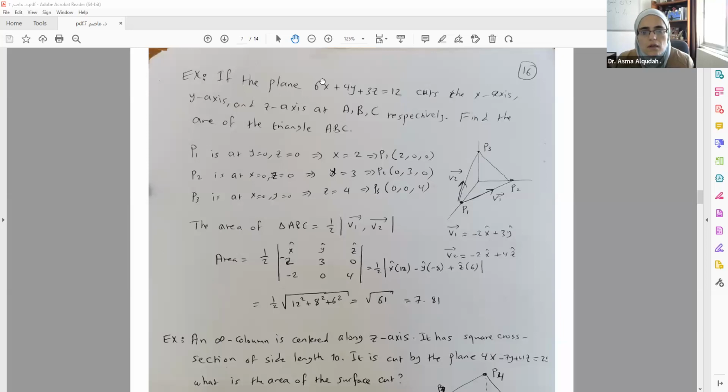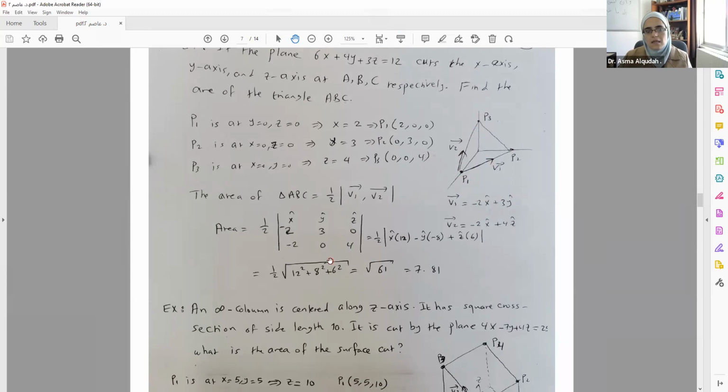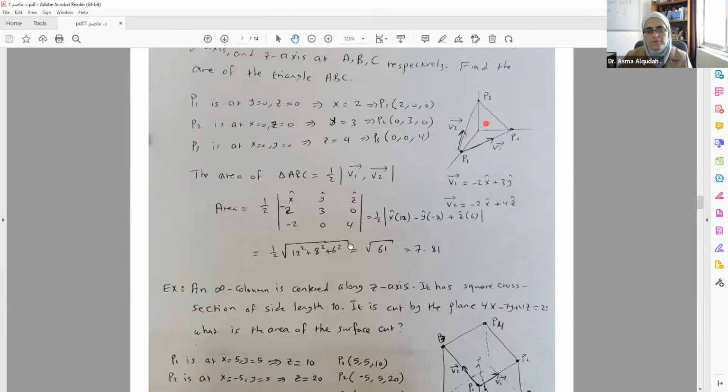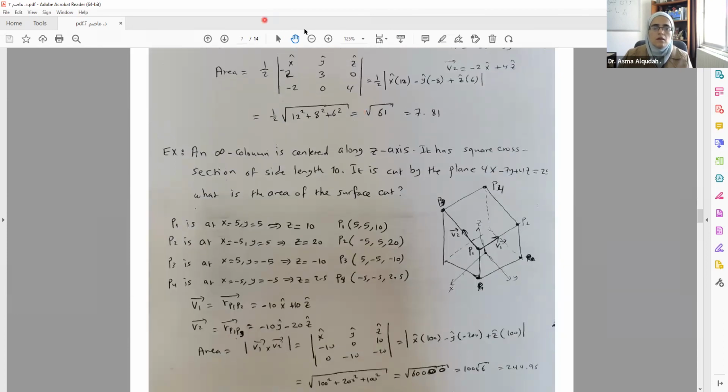So I guess we reached this point where we solved the example about this plane that crosses the x, y, and z axes at points 1, 2, and 3, and we were able to find the area of this triangle. Okay.